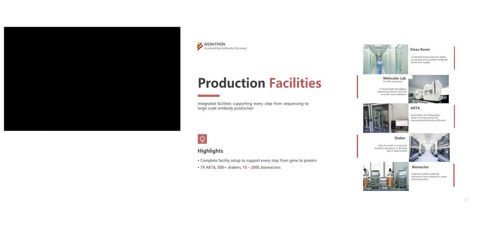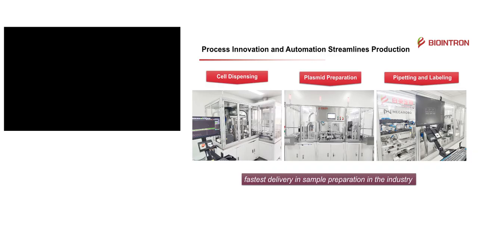And we have a quite automatic lab, and we have clean room, molecular room, ACTA shaker, and a bioreactor. That's very common practice in mammalian expression labs. But we have our edge on automation, just showing you a line of plasmid prep automation. We have a cell dispensing for E. coli, plasmid prep, and also a very big machine for pipetting and labeling.